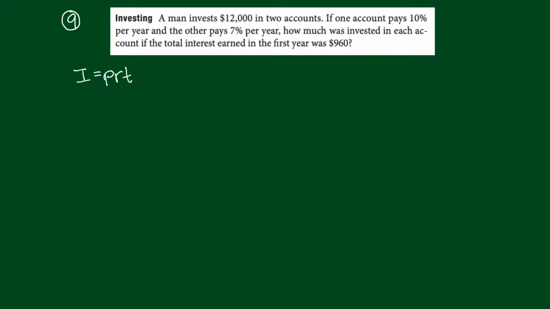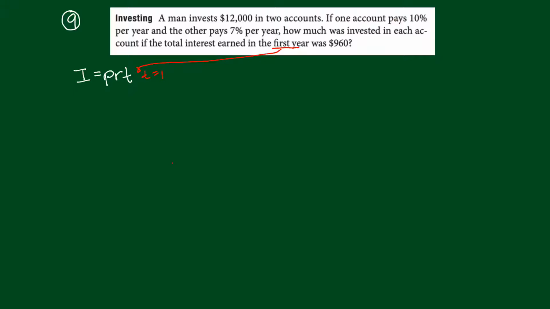Now, what have we got here? We know that a man invests $12,000 into two accounts, and one pays 10%, one pays 7% per year. So how much was invested in each account if the total was earned in the first year? All right, first year. We're just looking at 1 year. So in this case, because this is the first year, I'm thinking that T is just equal to 1 here. We've got two accounts and a total of $12,000 in both of those. And one account pays 10% and one pays 7%.